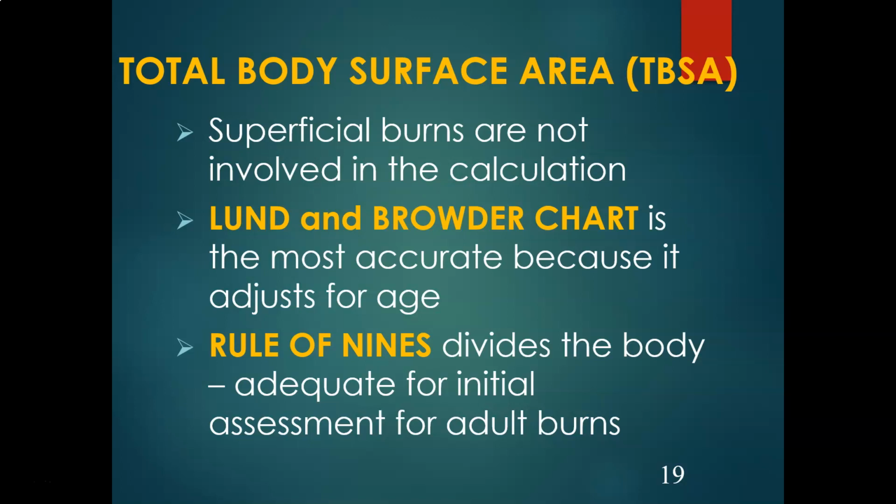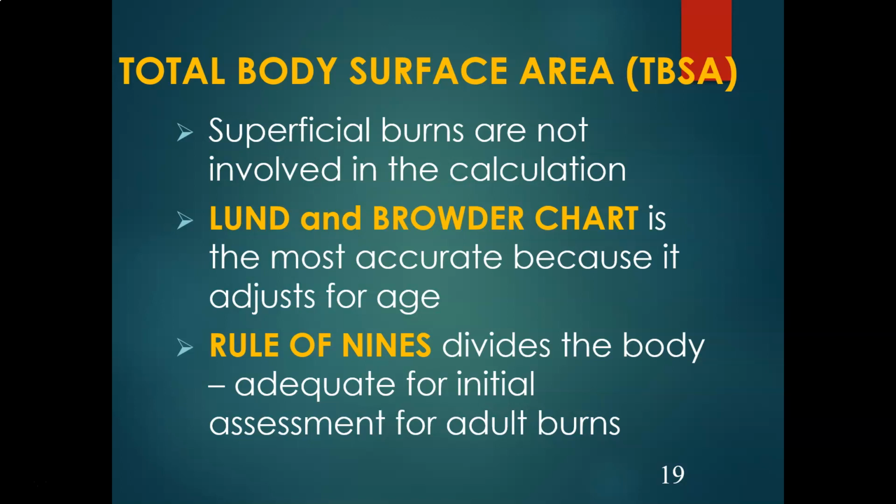But for the most part, especially since we have deeper burn depths, you have to use two types of estimations for your TBSA. So we have the first one, your Lund-Browder chart, which is one of the most accurate there is because it adjusts for age. So for each particular age, you have specific percentages for each part of your body. I'm going to show you later what your Lund-Browder chart is.